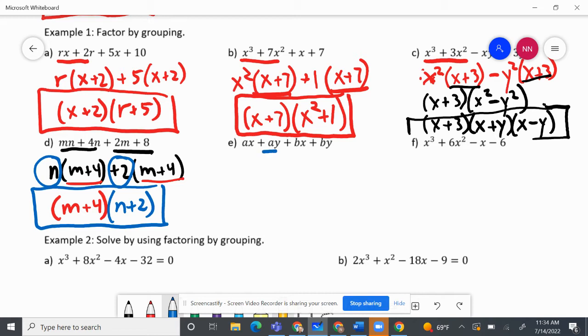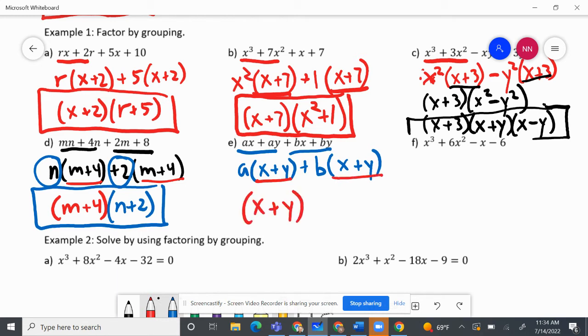For letter E, we see that they both have an a in common, and that gives us x plus y. For the next one, we notice that they have a b in common. So we factor out a b, and we get x plus y. We notice that both of them have an x plus y in common, so we factor out an x plus y. When we look closely, we see that what's left over is a plus b, so we have a plus b.